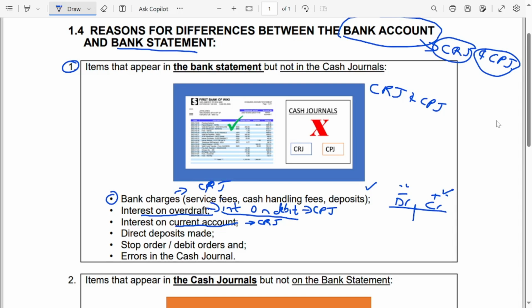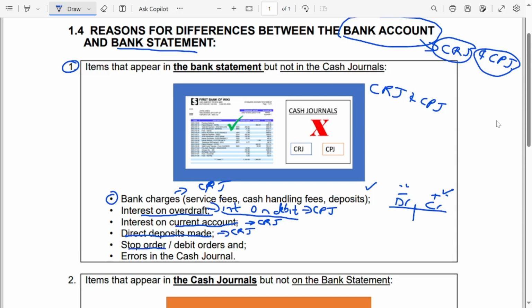And then we have a direct deposit made. Direct deposit here, maybe we have a debtor or we have a tenant. Let's say we have a tenant. So this tenant goes directly to the bank and then he makes a deposit. That deposit we will only see once the bank has sent the bank statement. So the direct deposit must be recorded where? In a CRJ.